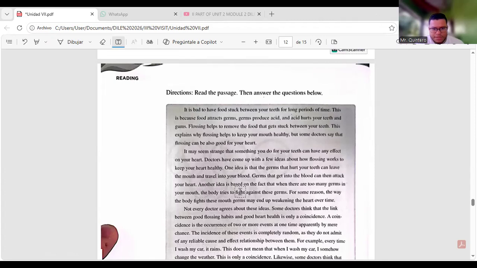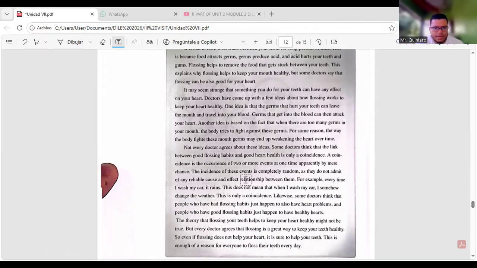Another idea is based on the fact that when there are too many germs in your mouth, the body tries to fight against these germs. For some reason, the way the body fights these mouth germs may end up weakening the heart over time. Not every doctor agrees about these ideas. Some doctors think that the link between good flossing habits and good heart health is only a coincidence.